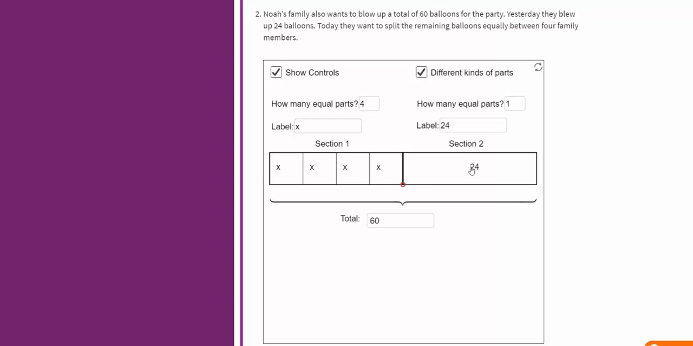So that now gives us our 24 balloons that they blew up yesterday. And then the remaining balloons, they split between the 4 family members. 1, 2, 3, 4. And X is the remaining balloons they gave to each family member. For a total, this number plus this number would be 60. So let's go ahead and solve this.